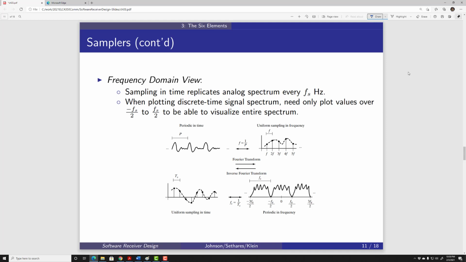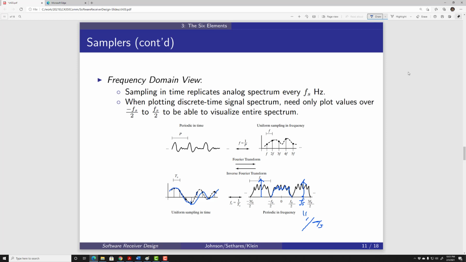The signal looks like this. If I sample it, the signal looks like this. If I sample at these points, that will give me some periodicities in the frequency domain. So instead of having just one around DC, I'll have another copy here and another copy here. This copy is centered at frequency Fs, which is the inverse of the sampling period.